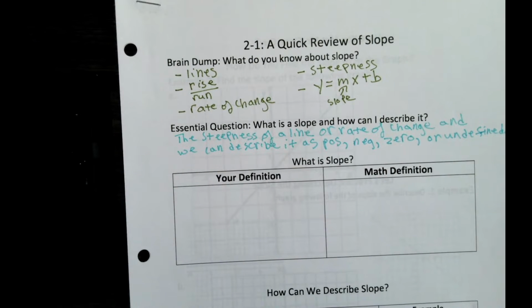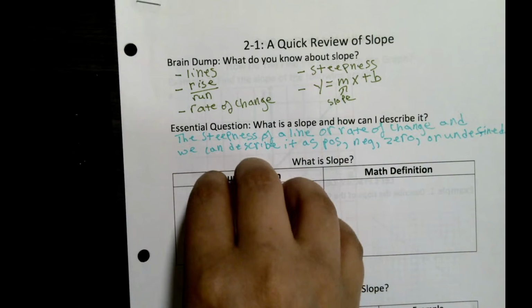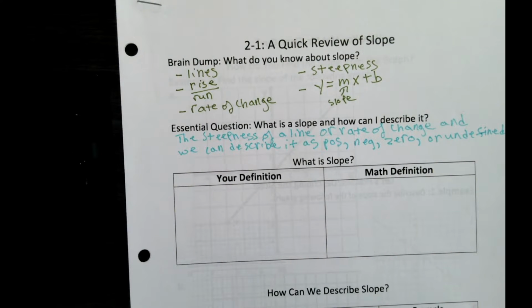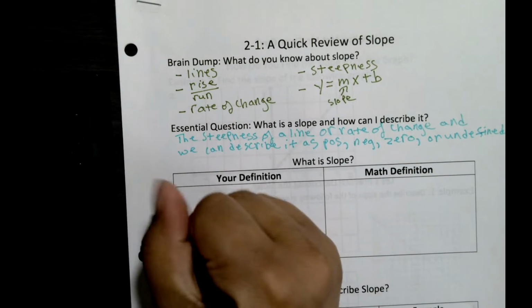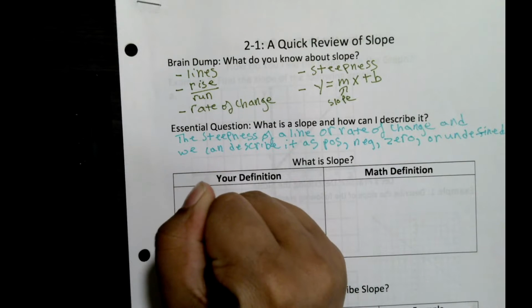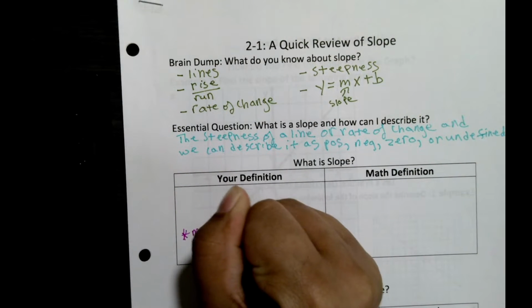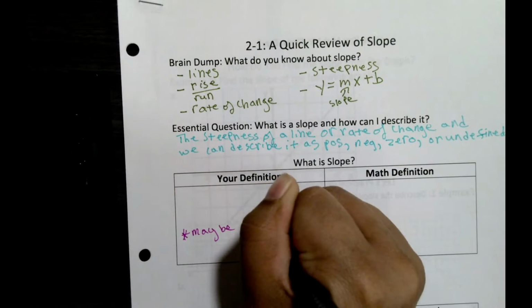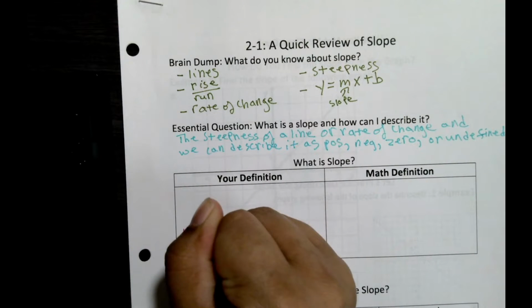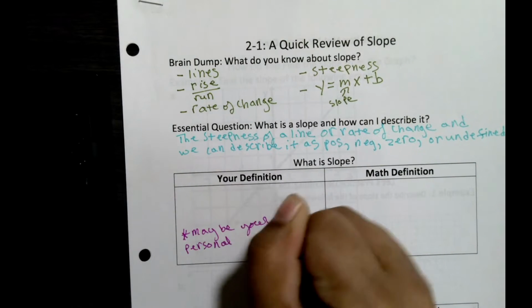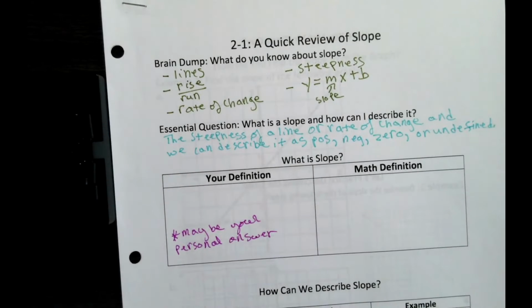Okay, so in class, I had them write their definition. So whenever you think of slope, I want you to write down what you think right here. So I'm going to leave that one blank, and you may put your personal answer. Here, we wrote down what the book gives us, our rational definition from the glossary. So let's talk about that.